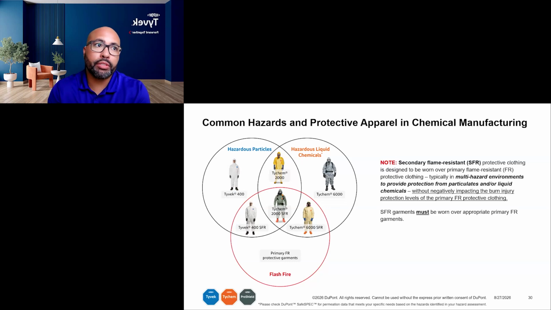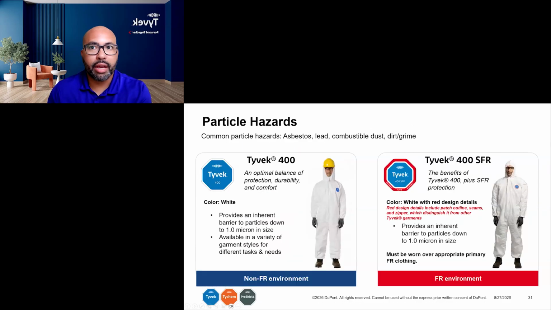Now, we have two quick questions to help determine if you're in an FR environment. First one, does your site currently wear or is in need of FR or flame-resistant clothing? Secondly, are there flash fire hazards during your workers' tasks? If yes, one of our DuPont SFR garments is recommended. Now we'll go a little bit deeper and connect hazards that you guys might have to the right DuPont protective clothing family.